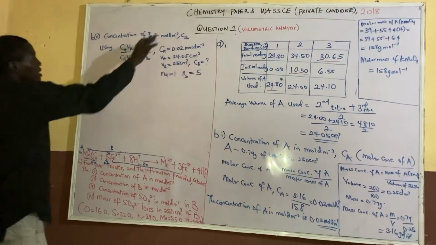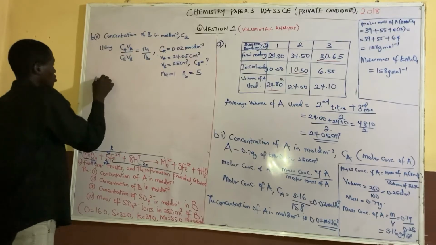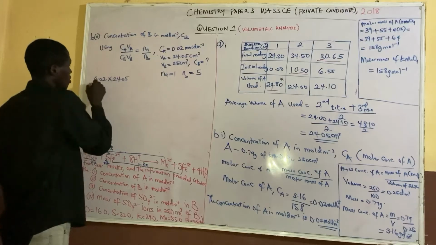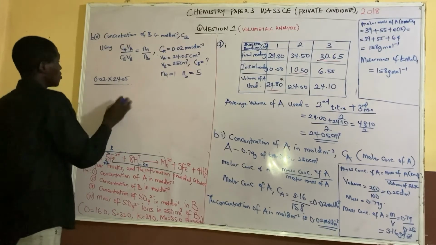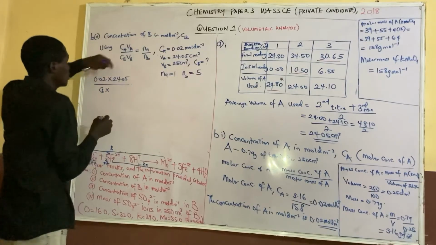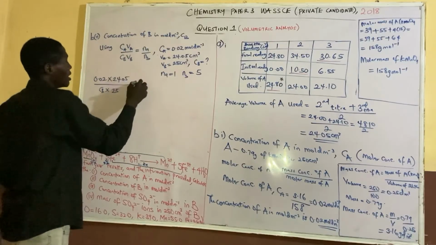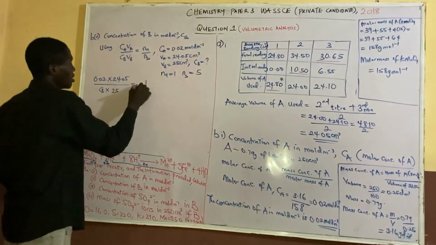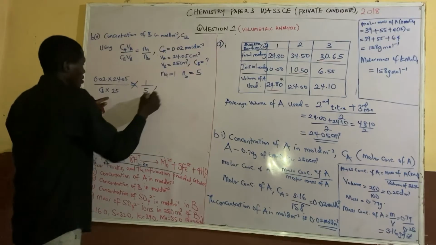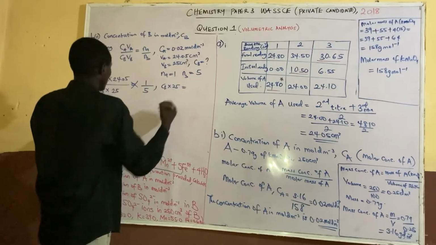So now, substituting these parameters to get your CB, we have 0.02 multiplied by the volume, 24.05, all over CB times VB, that's 25, equal to NA over NB. NA is 1, while NB is 5. So by cross multiplying, we have CB multiplied by 25 times 1.